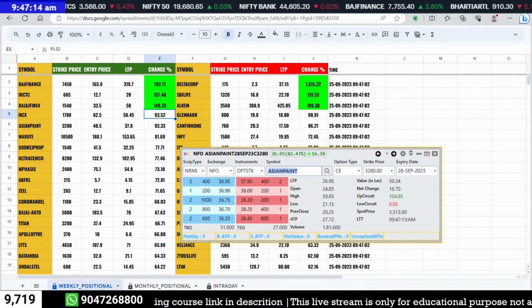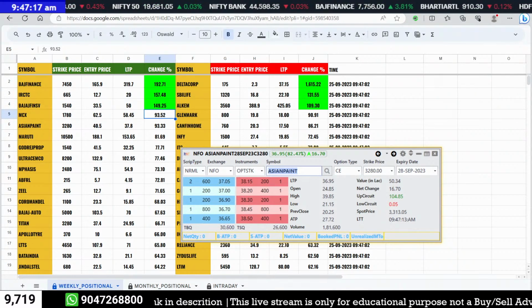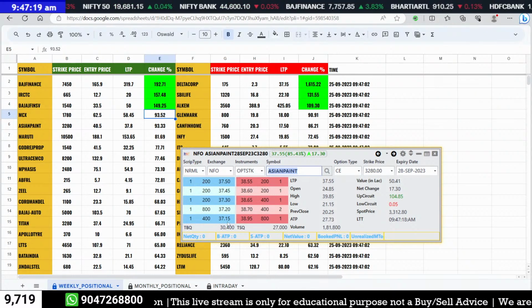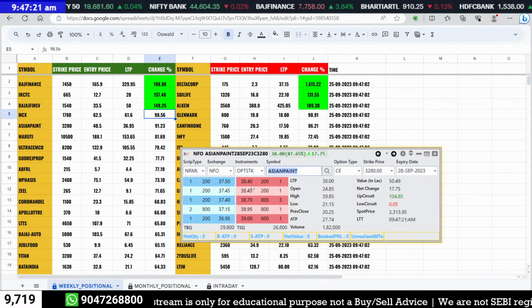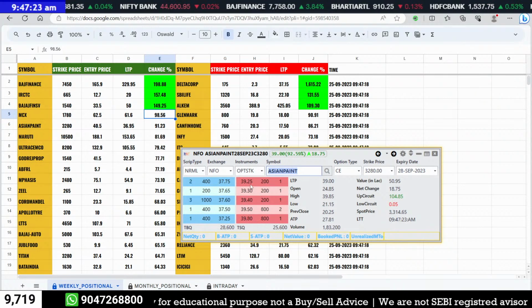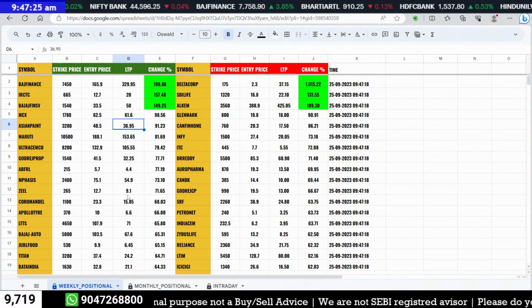The high which it made is around 39.85. So it may also be a fresh breakout, and the liquidity is okay, but for a 1 rupee gap, a 200 lot size is not a big deal. Above 40.5, we can just plan.